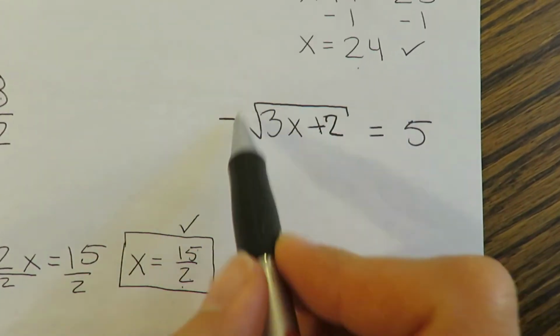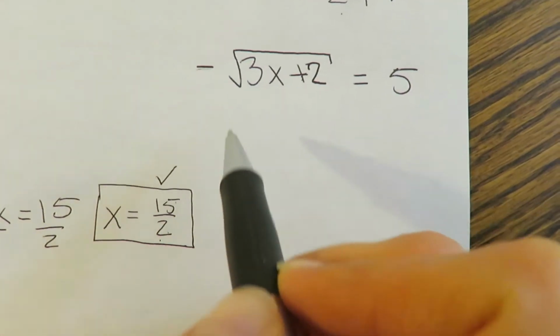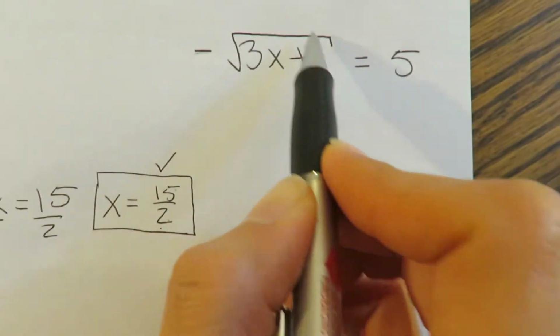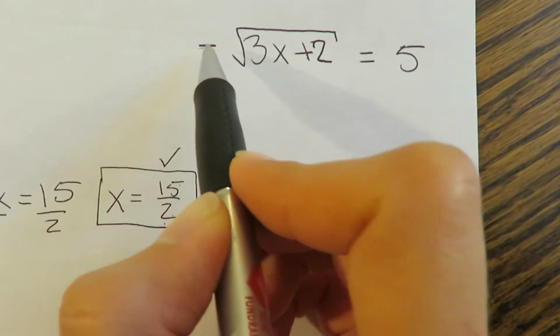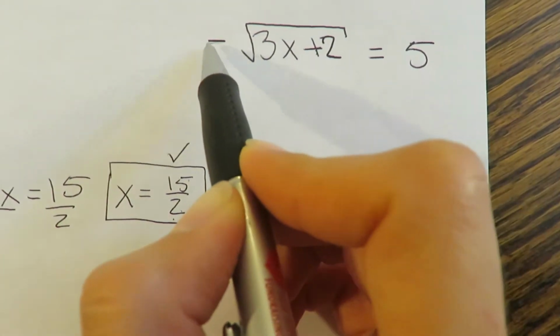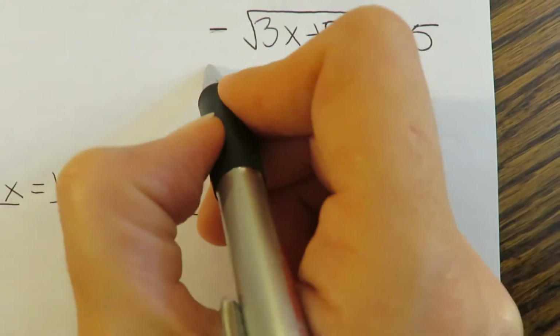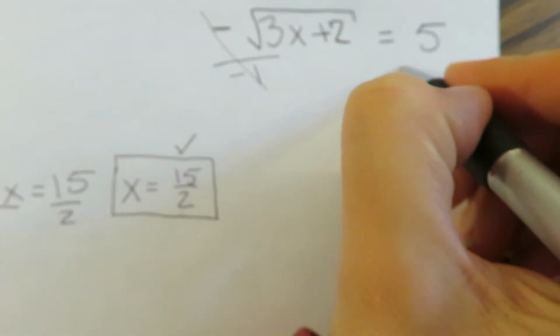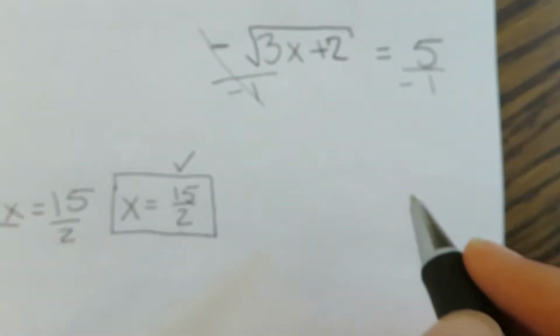Here again, I have a radical, but I have something on the outside. Sometimes we forget that this negative here means the same thing as multiplying this by negative 1. So this is actually the square root of 3x plus 2 times negative 1. So again, the opposite of that is to divide by negative 1, which will get rid of that, and then divide by negative 1 on this side.